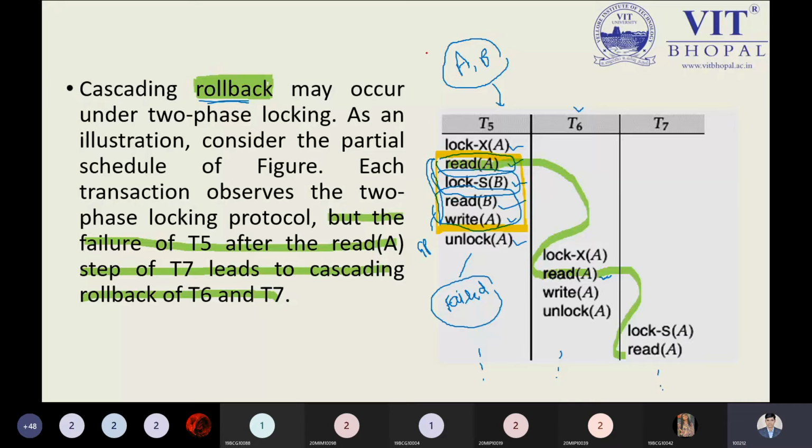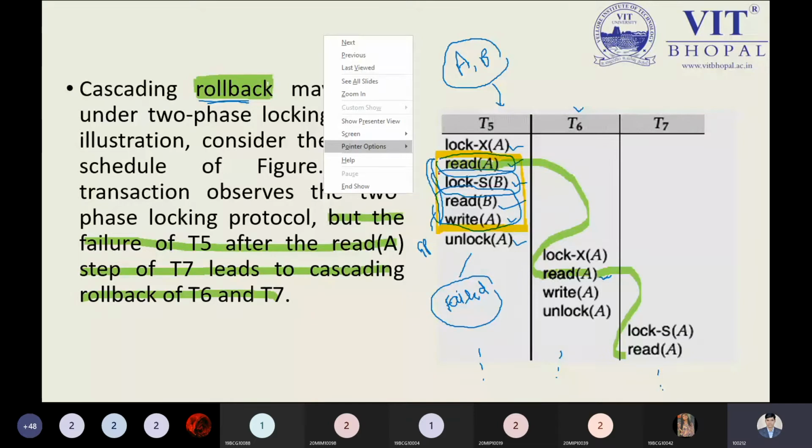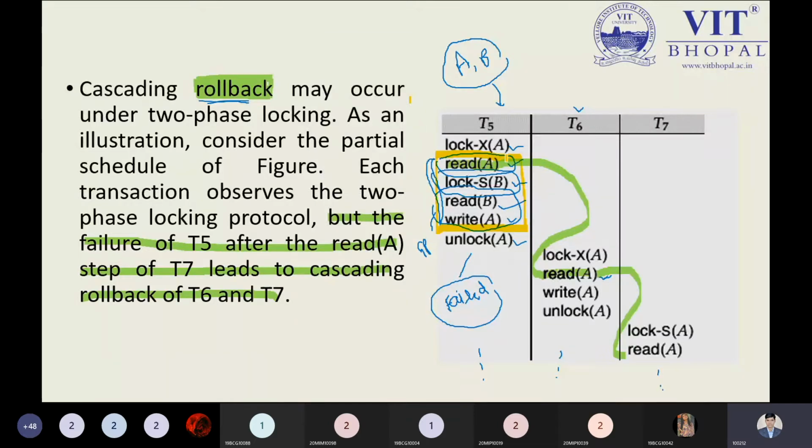So what you are observing over here, let me show you the proof. If transaction T5 fails after read, then from this point the control will not move to lock B and read B and write A and unlock A. So what happened from this point? The control will jump to T7 here where we were trying to read A, or the control may jump to this point here. So this was the alternate option we can say over here.